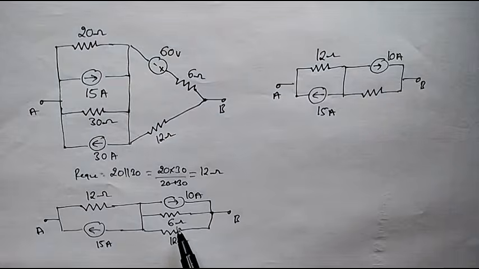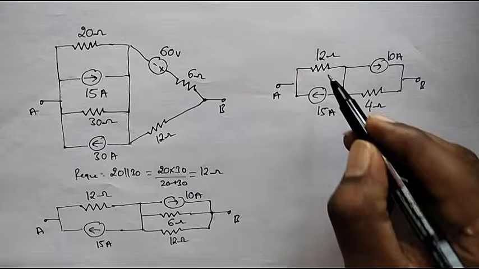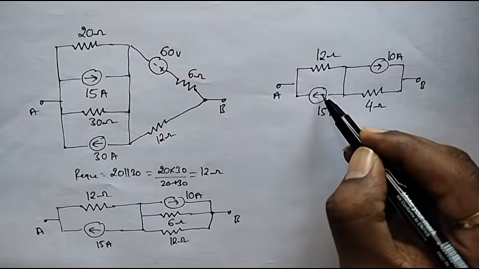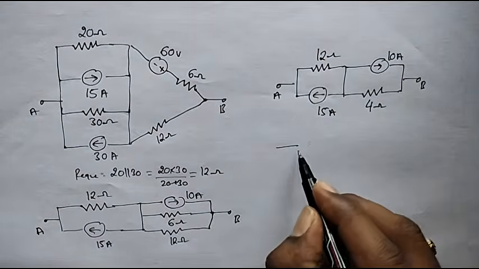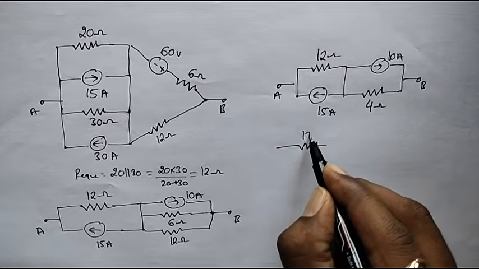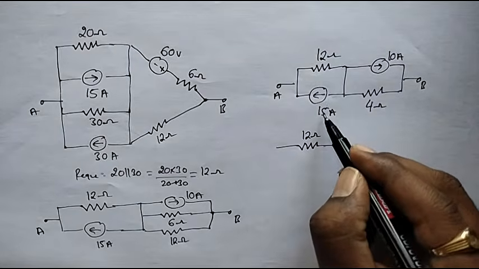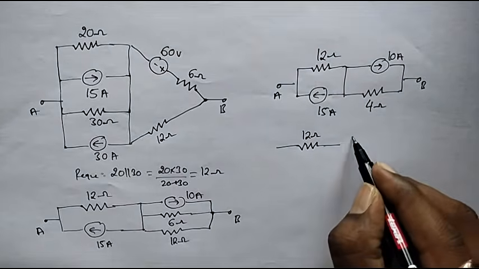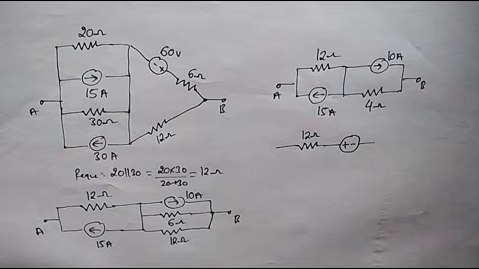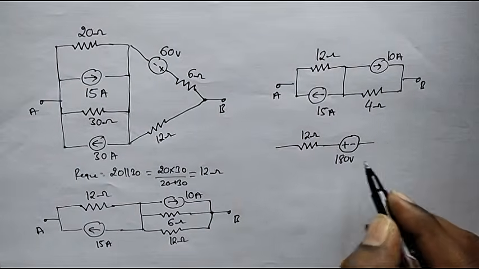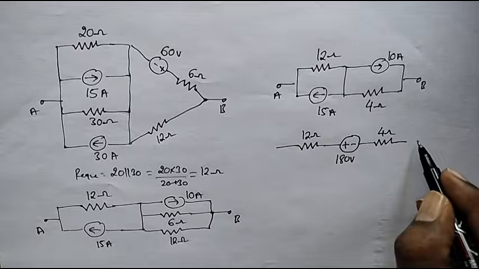12 and 6 are in parallel. The equivalent value is 4 ohm. Now apply source transformation to this. Convert the current source into a voltage source. The resistor will come in series. V is equal to IR, 15 into 12. The direction will be plus minus. The magnitude, this is 180 volt. Similarly, the 4 ohm resistor will be in series.